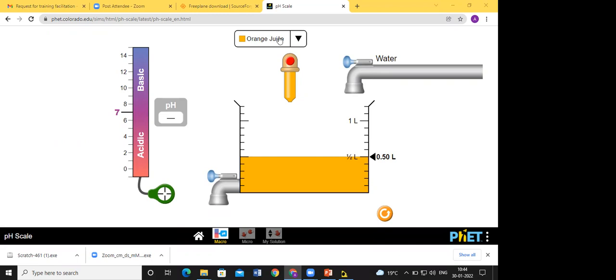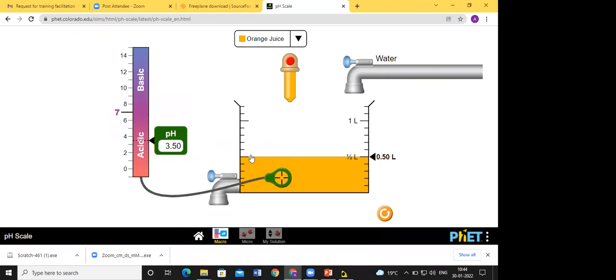So let's check the pH of the orange. If I put the pH paper in orange, the pH value of the orange juice is 3.5. So that means orange juice is acidic. Since my friend was feeling acidic, I asked him, please consume a lot of water.